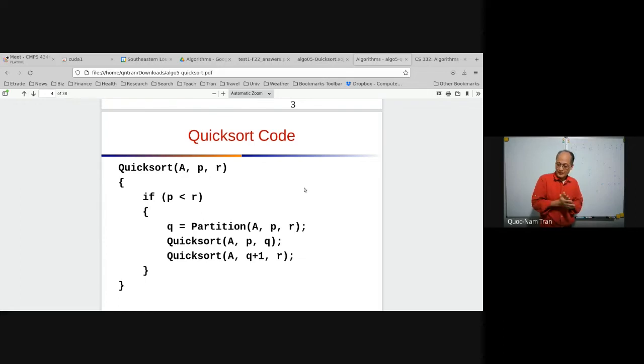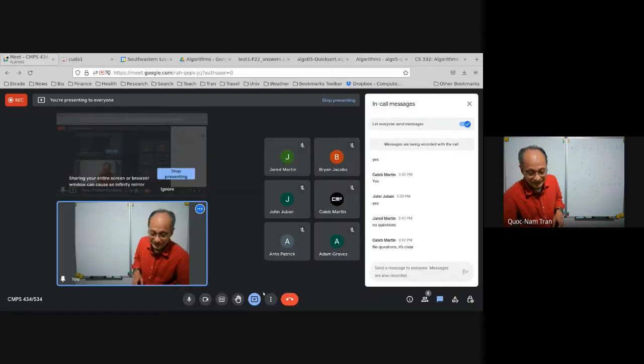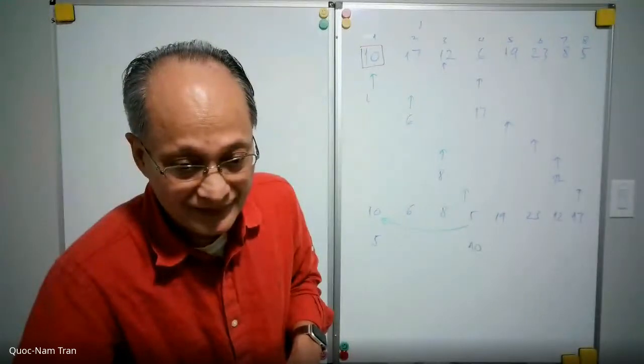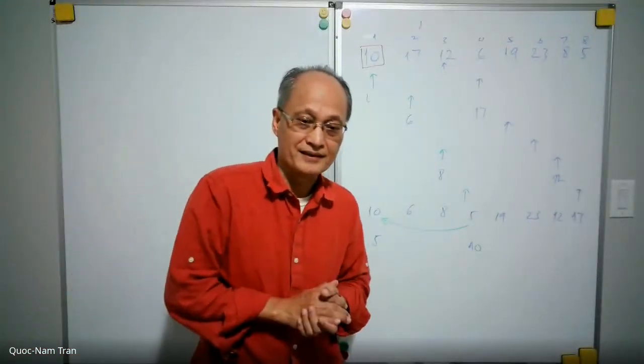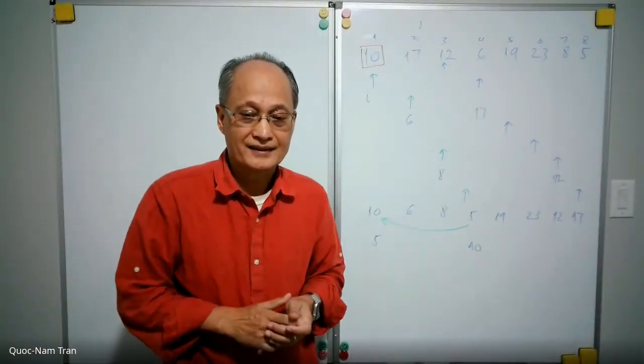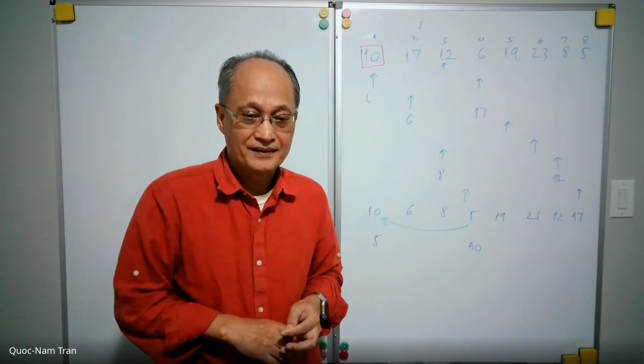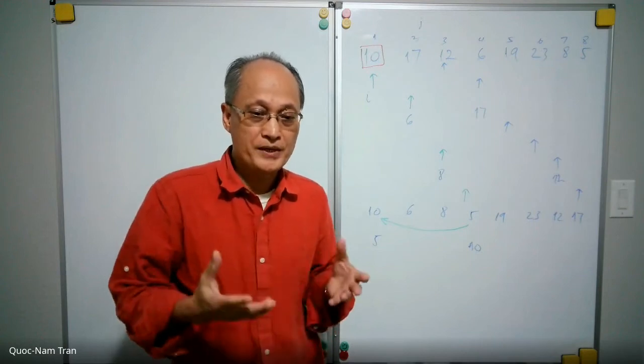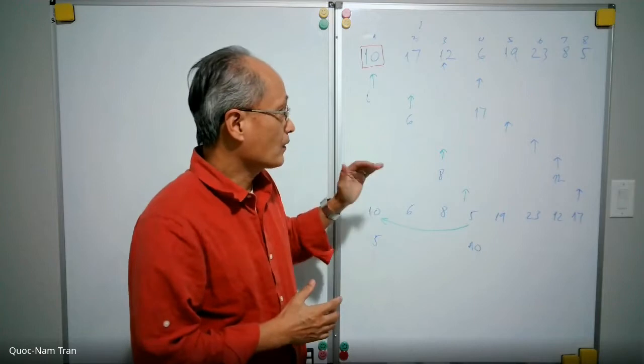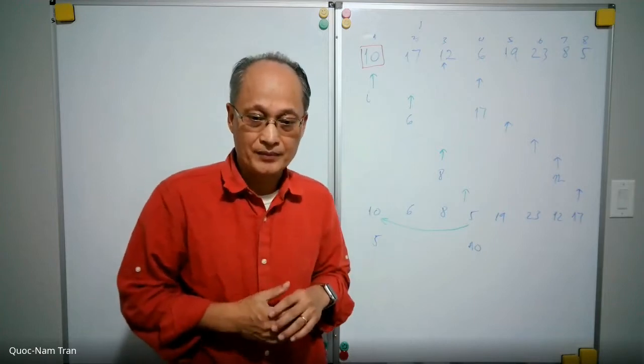Okay. Can anyone tell me why quicksort is faster? Why quicksort is faster? In your opinion, what makes the quicksort faster than the merge sort?